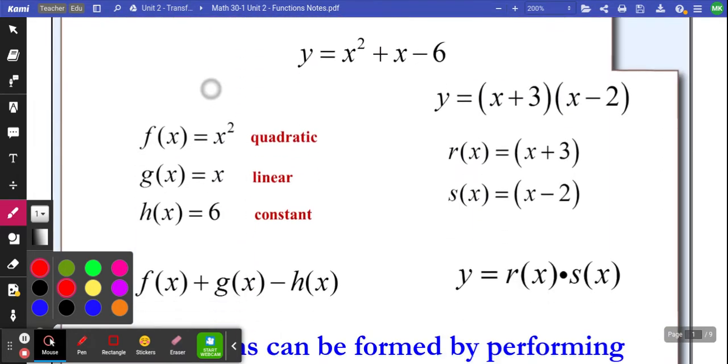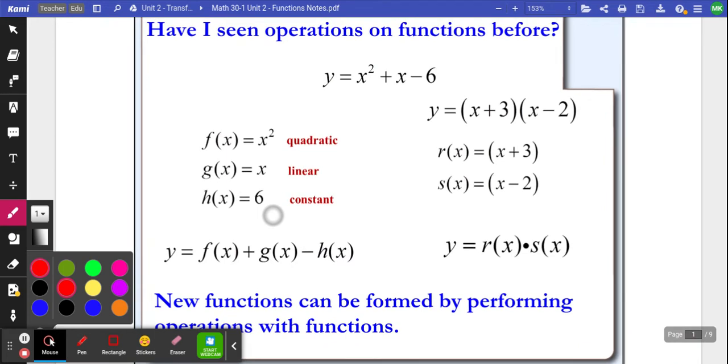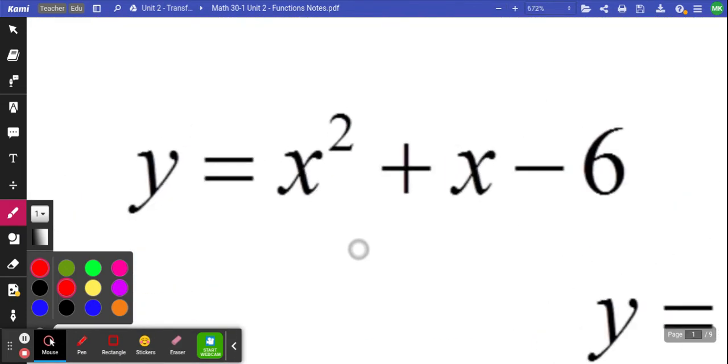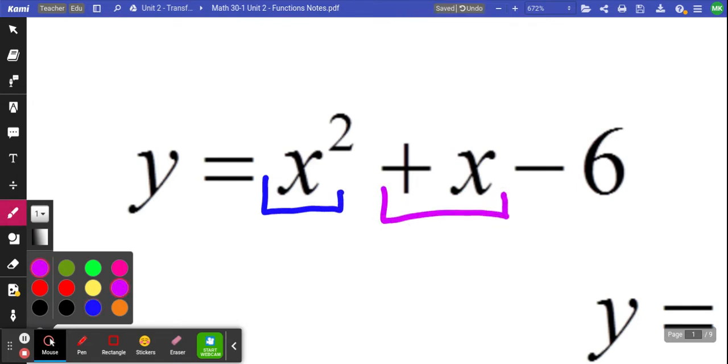What we're going to do is add and subtract functions. So instead of just adding and subtracting numbers or variables, we're going to take an entire function, add another entire function, and then see what happens. Looking at it, you could imagine that this function, y equals x squared plus x minus 6, you could imagine it as three little things. And what if these were all separate functions?